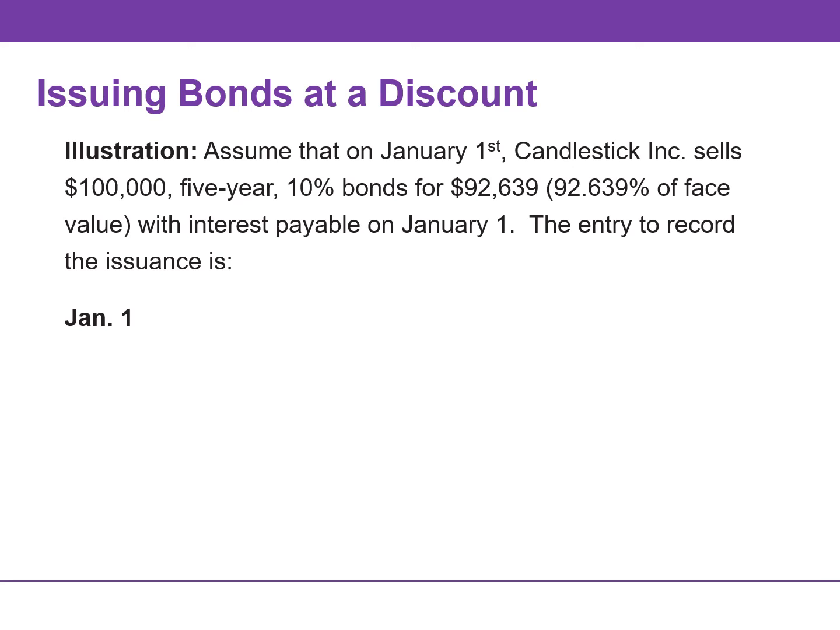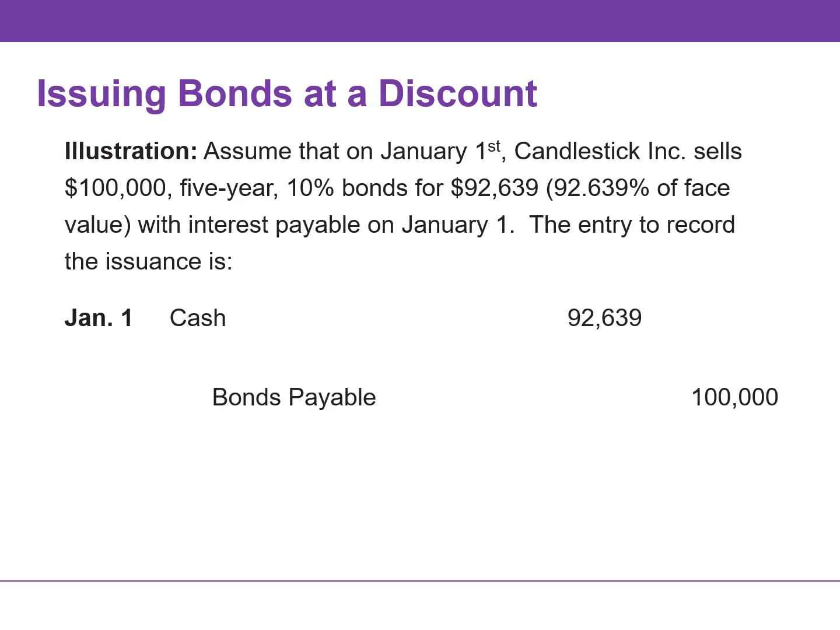To illustrate the issuance of bonds at a discount, let's assume on January 1st, this company sells 100,000 5-year 10% bonds for $92,639. Interest is payable on January 1st. The entry to record the issuance results in a debit to cash for the amount received. In this instance, it's $92,639. We will always credit bonds payable for the face value or the principal. In this example, it's $100,000.